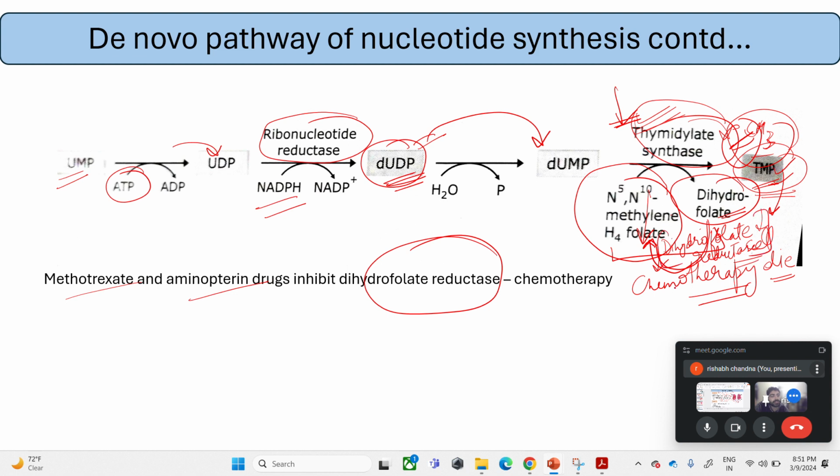So here these particular drugs, aminopterin and methotrexate, inhibit this particular enzyme, which leads to a decrease in the quantity of methylene tetrahydrofolate. That leads to a decrease in TMP production and to apoptosis of the cancer cells. This is how scientists discovered that this particular therapy can be useful for lowering the cancer cells inside the body.